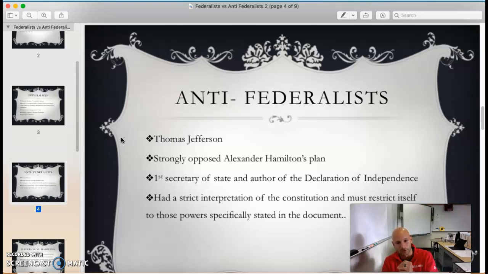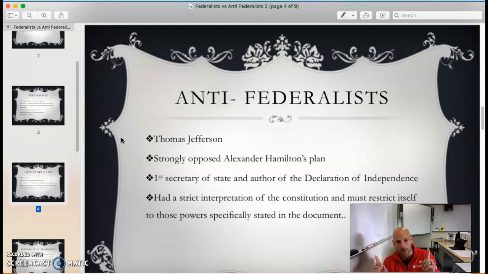Alexander Hamilton and George Washington, those guys had a loose interpretation. Well, if there's going to be taxes, we have to have a national bank. Therefore, we have to make it a law to have a national bank, and we have to have currency and be able to do these things.